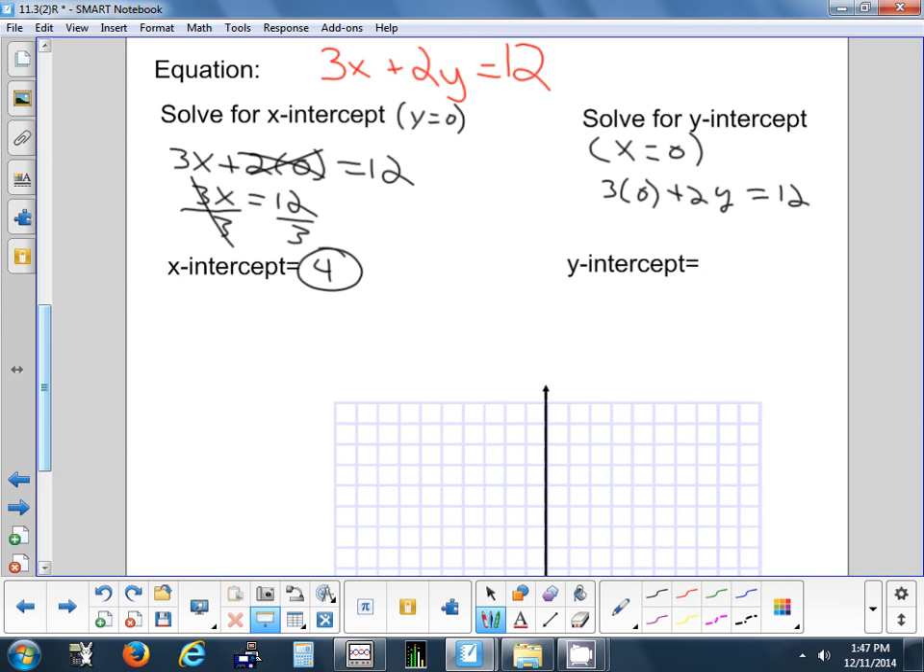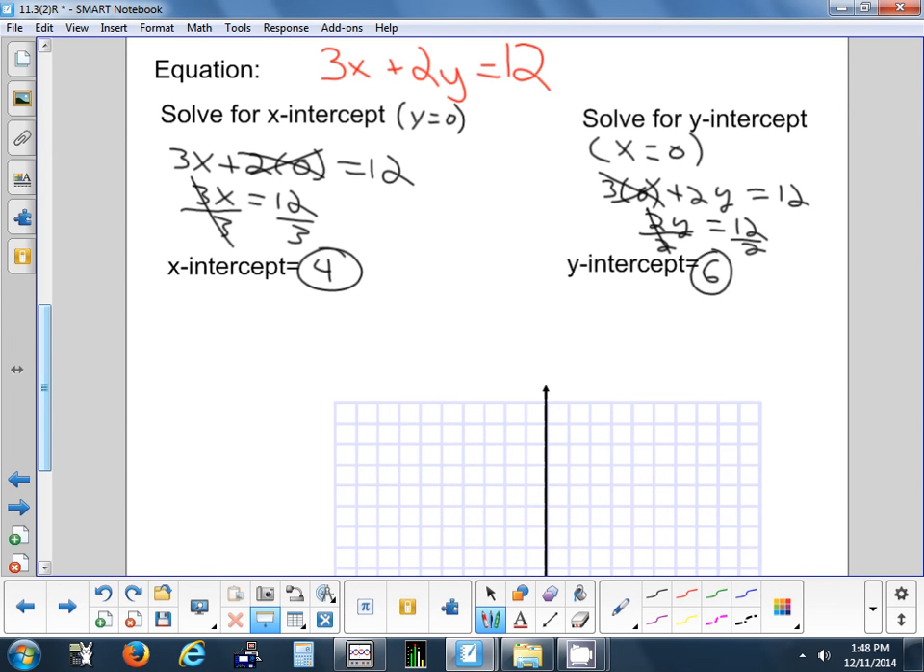Perfect. Now, what should Mr. Hager do to that 3 with the parentheses and 0? Multiply. And then what does it become, Ben? It's crossed out, it's gone, right? Now what, Tyler? You divide by 2. Awesome, very good. And then y equals 6.